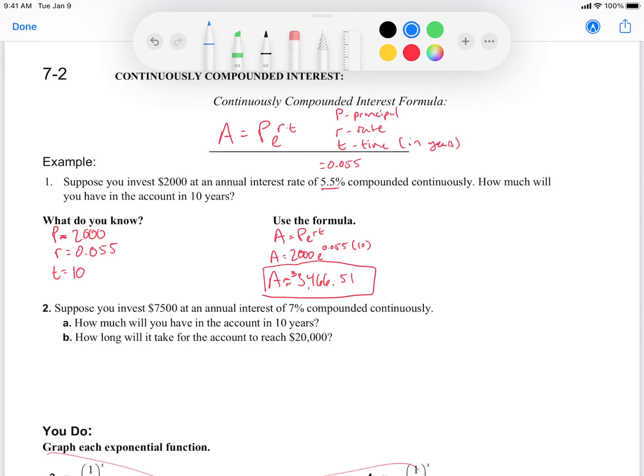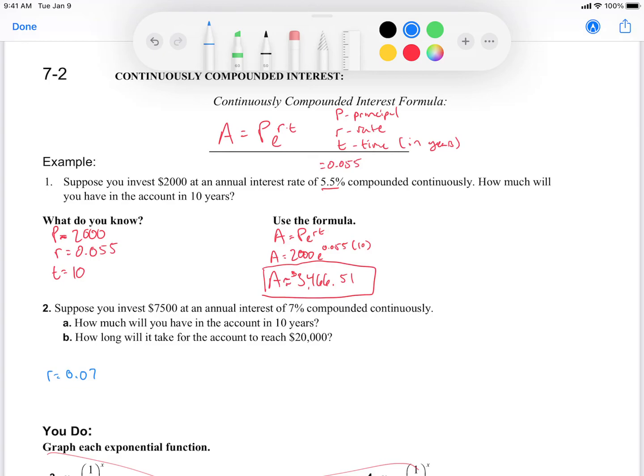Let's talk about, okay, what do we know? What are some things that we know? All right. What's the rate? 0.07. Okay. 0.07. What else do we know?